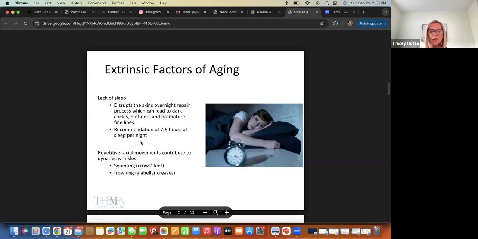And then we also have repetitive facial movements, which contribute to dynamic wrinkles as well. Squinting, smiling can affect crow's feet, and then frowning, of course, can cause glabellar lines and wrinkles.